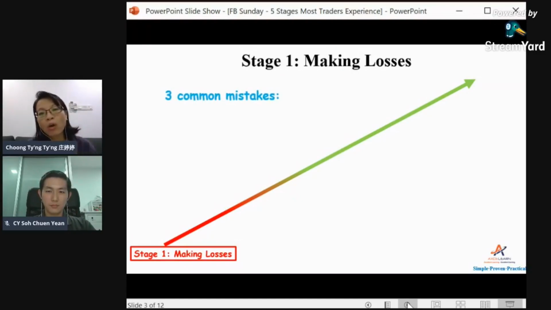Now, three common mistakes that traders commonly make if you are still at stage 1. What are they? First, no trading strategies. What does this mean? Let me give you an example. One of the very important components in trading strategies is trading rules. Many of you might not have trading rules.